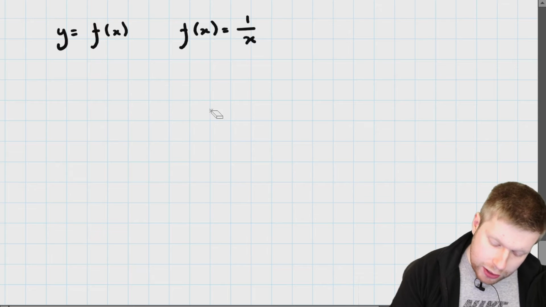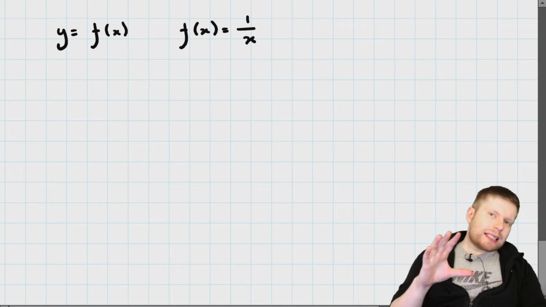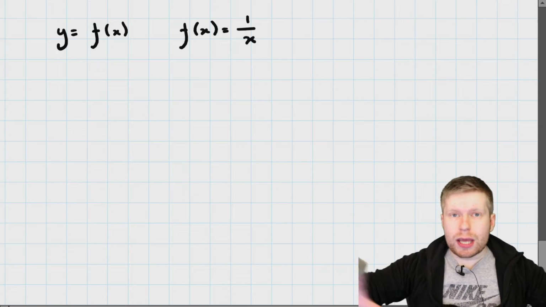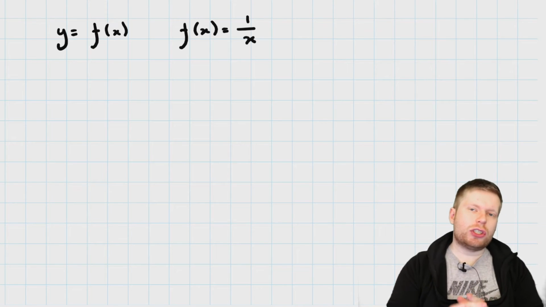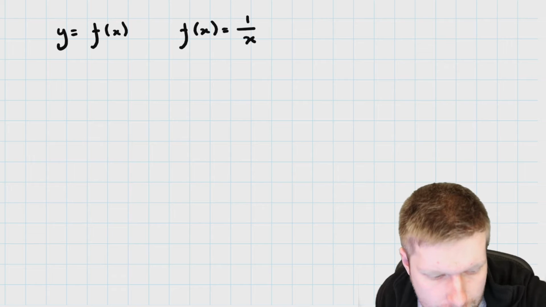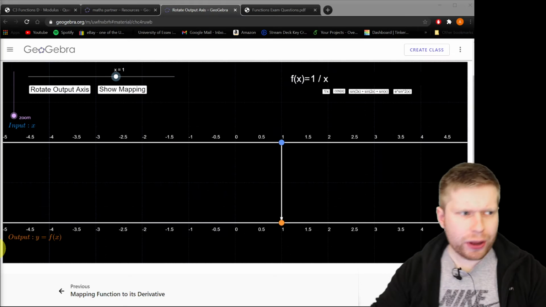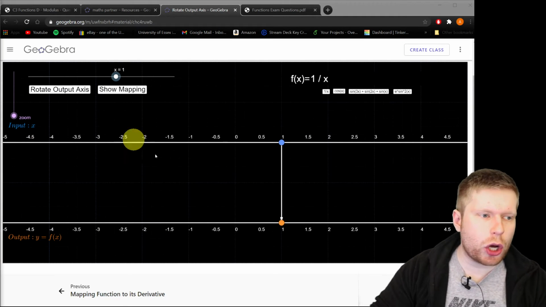But what if I wanted to find a way of connecting together all of the different possible inputs and all of the different possible outputs? Well, one way that I could do that is doing it graphically. So here's what I'm going to do. I'm going to bring this screen up here. Now, this is going to come to my GeoGebra page.